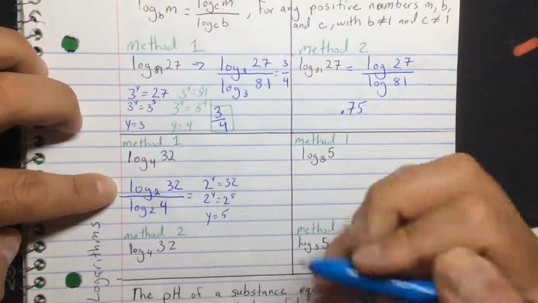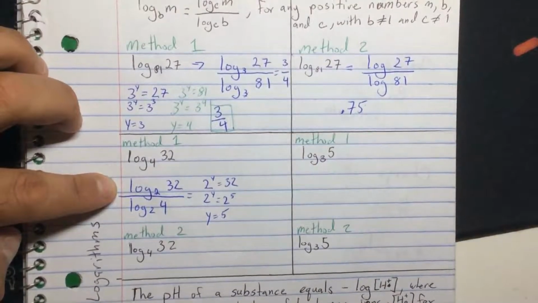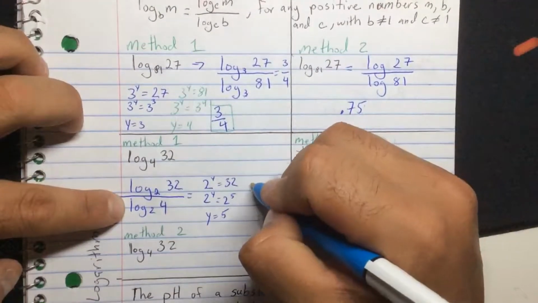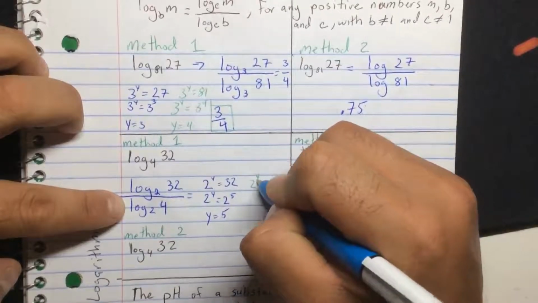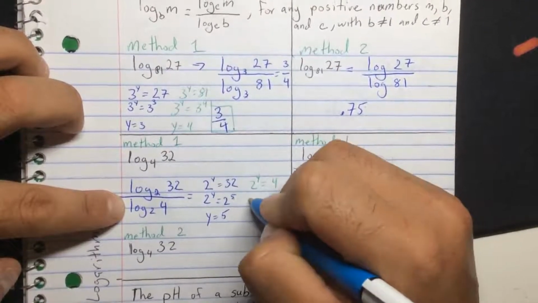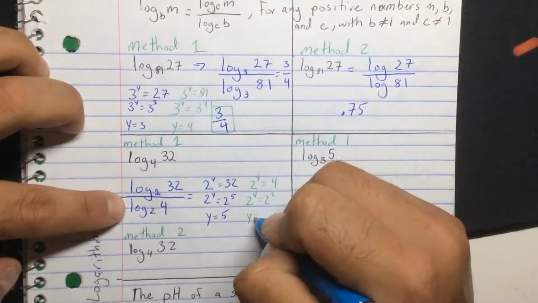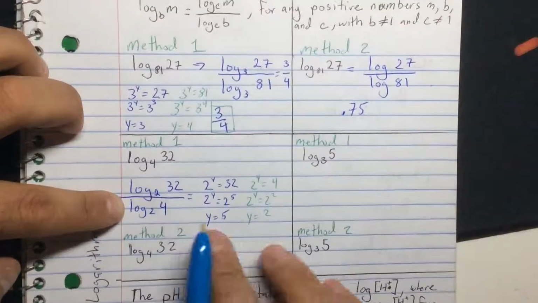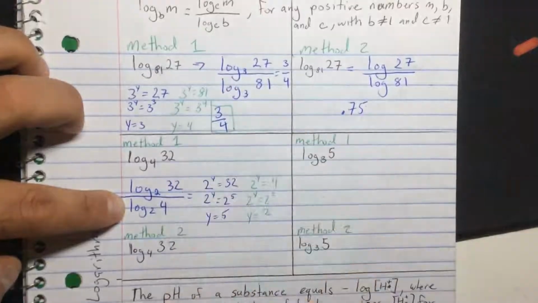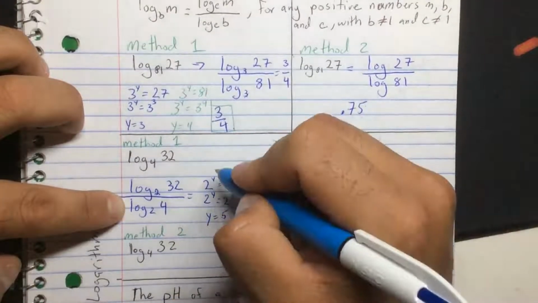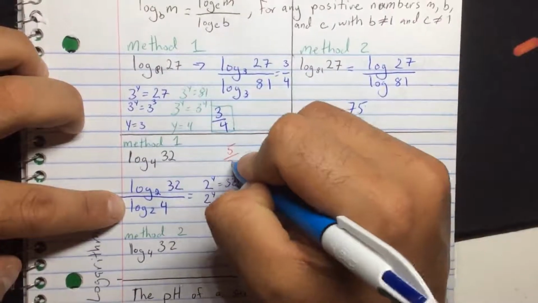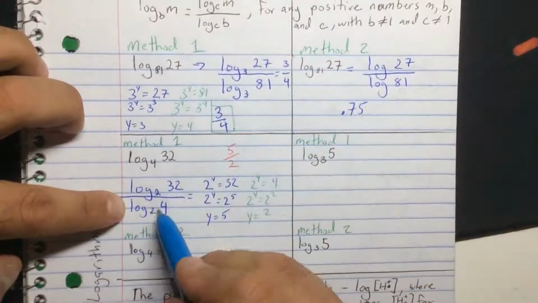And just like I said earlier, I can rewrite this as 2 to the y is equal to 4, but our 4 is equal to 2 squared, so y is equal to 2. I should have written this a little higher. I'll do the answer in red for this one. So this one is going to be 5 over 2 for the answer here.